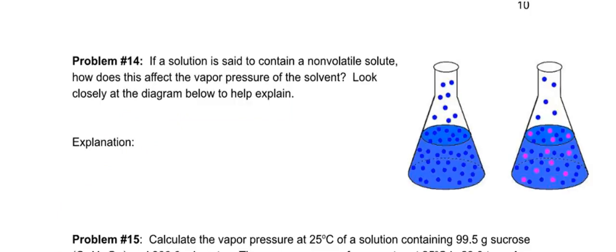Okay, so problem 14 says if a solution is said to contain a non-volatile solute, what did that mean again? It doesn't evaporate. Will you write that down? Why is that so important? Well, it's important because it's not going to enter the gas phase, is it? So my solute will not evaporate. It will not go into the gas phase, all right? So how does this affect the vapor pressure of the solvent? Look closely at the diagram to help explain, okay? Go ahead and word that yourself, jot something down, pause this, and come back when you're ready.